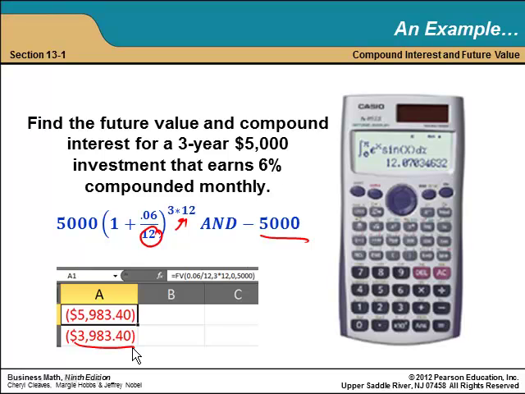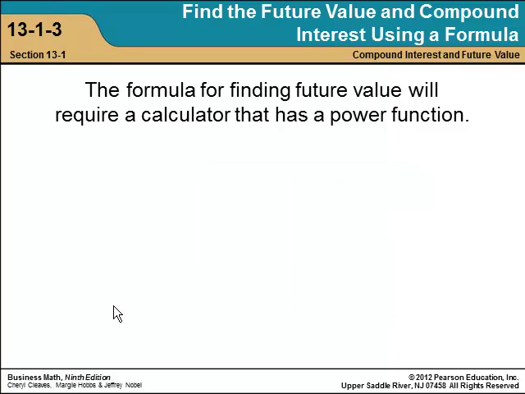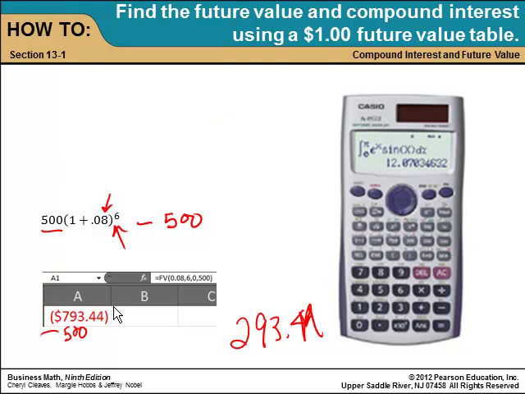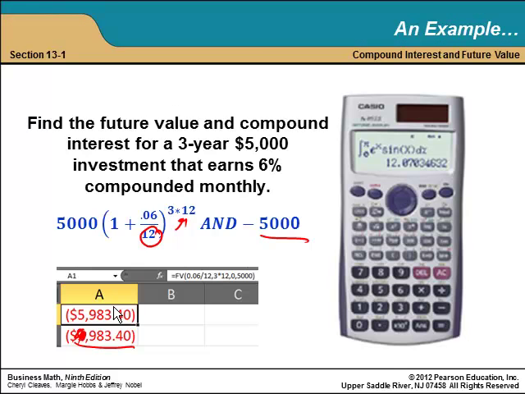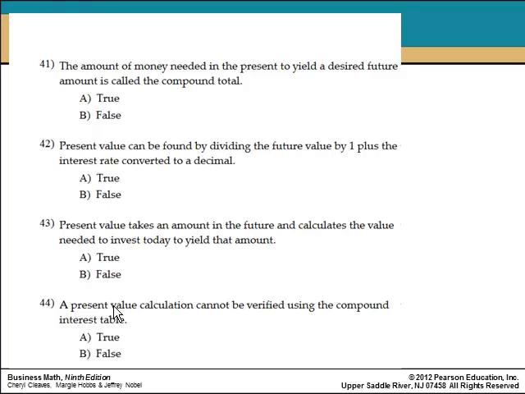Oh, I'm sorry, I messed that up. This should be $983.40 when you figure the interest. I better check to make sure that we did that other one right. 2,000, I'm pretty sure we did. Yep, we did. Okay. And so we don't do the APY or effective rate at CBTC.